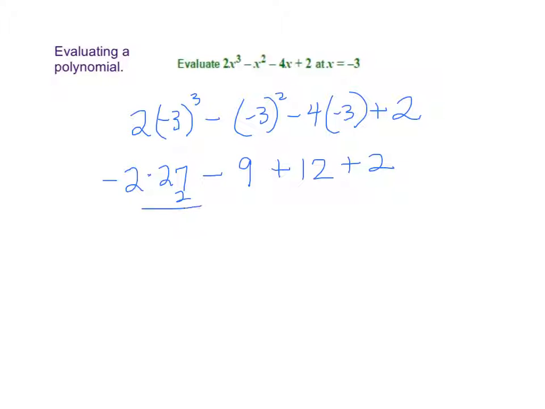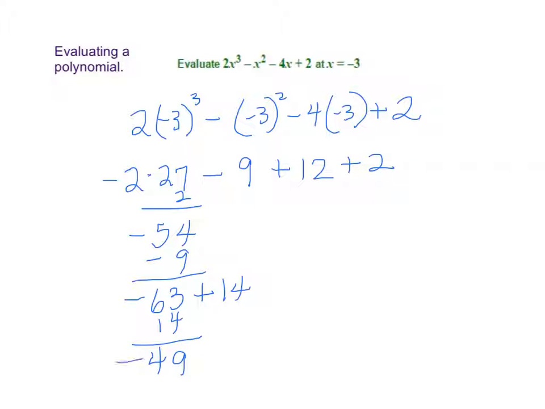So I'm going to write it like this. This is negative 54. And negative 9, I'm going to add those, so negative 63 plus 14. And so that's, I want to say, negative 49. So the evaluation of that polynomial at x equals -3 is -49.